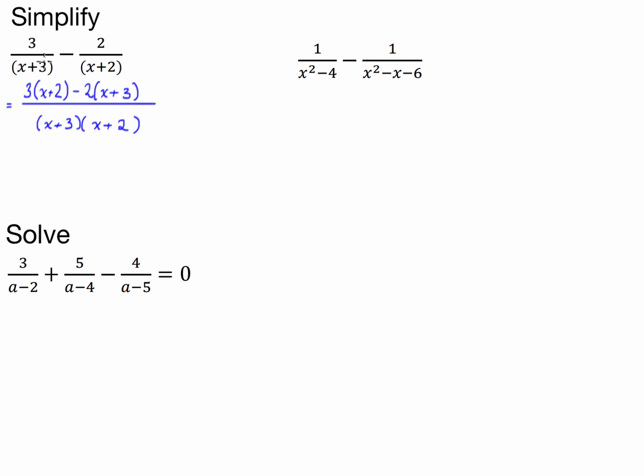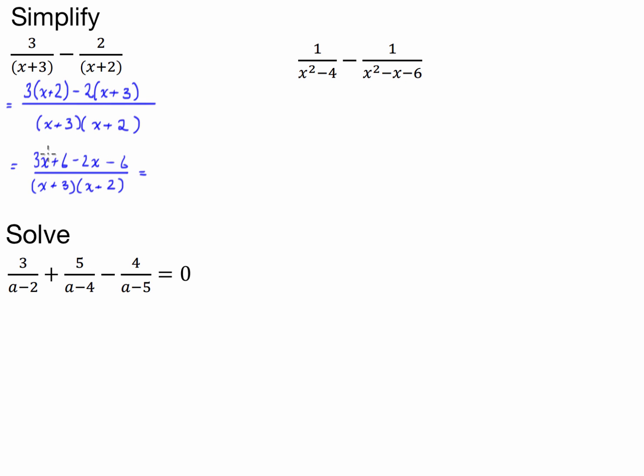Now all we have to do is multiply out our brackets in the numerator and then combine our like terms. So let's do that. What we're going to have is 3x plus 6 minus 2x. Minus 2 times 3 is minus 6. All divided by x plus 3, x plus 2.